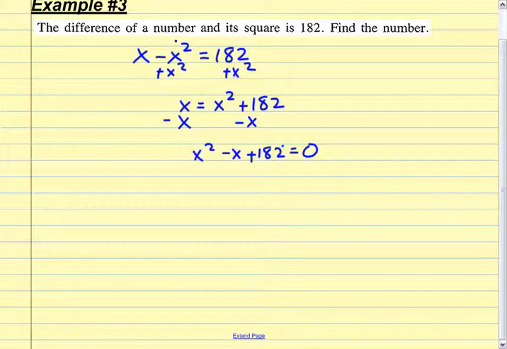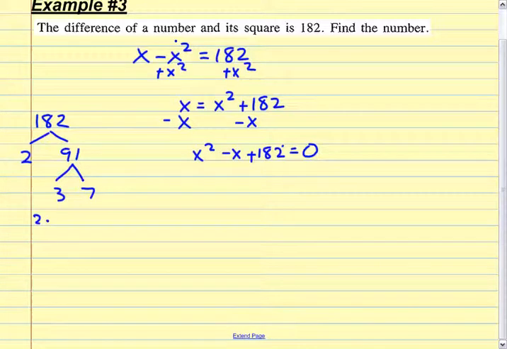Hey guys, I'm sorry I got interrupted there for just a second, but that's okay. Look, 182. I'm going to factor 182. 182 is 2 and 91. 91 is 7 and 13. So that's 2 times 7 times 13. I know that 182 is equal to 1 times 182.